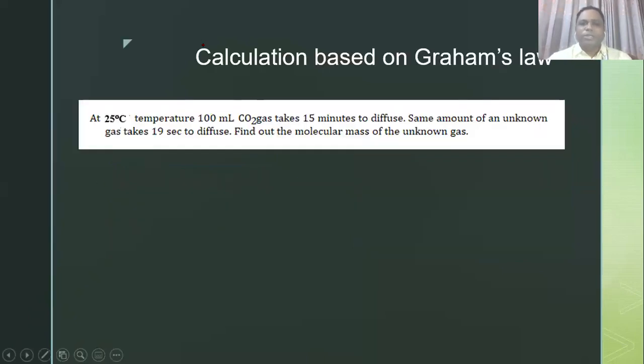So this is a mathematical problem: at 25 degrees Celsius, 100 ml of carbon dioxide gas takes 15 minutes to diffuse. The same amount of unknown gas takes 19 seconds to diffuse. Find the molecular mass of the unknown gas. So what is the given information here? The volume is 100 ml for both gases.